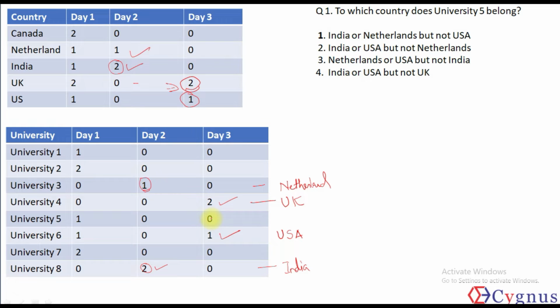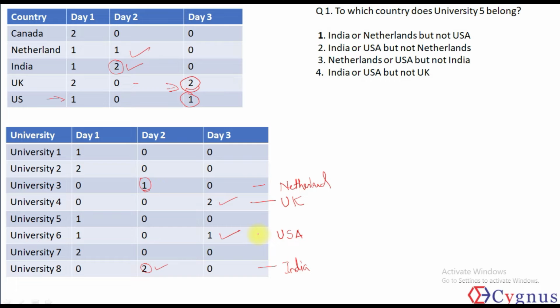Okay. Now look at the day 2, again day 2. 1 visitor was from Netherlands, fine. 1 visitor from University 3, so Netherlands and University 3, I can match it. Then the total number of visitors from USA on day 1 is 1, and on day 3 is also 1. So University 6, look at this one, 1 and 1, this will match here. So University 6 belongs to USA.